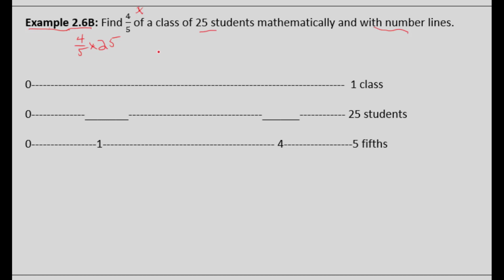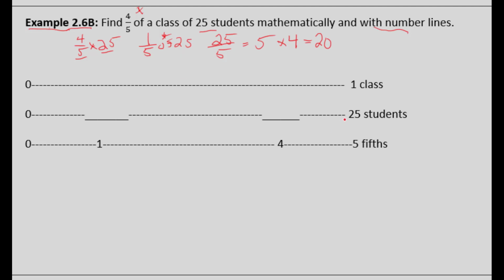Well, let's find 1/5 of 25. 1/5 of 25 is 1/5 times 25, which is the same thing as 25 divided by 5, which is 5. So if 1/5 is 5, 4/5 is 4 of those, which is 20, right? Or you can go 25 divided by 5 is 5. 5 times 4 is 20. Got to keep a couple different ways.